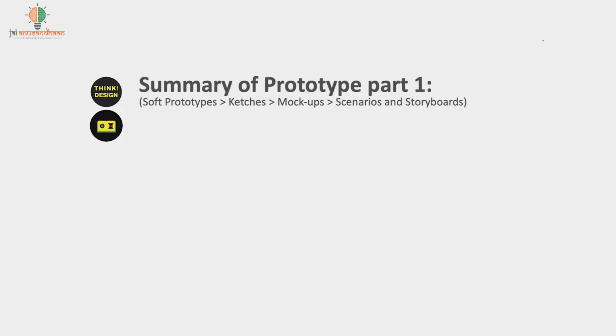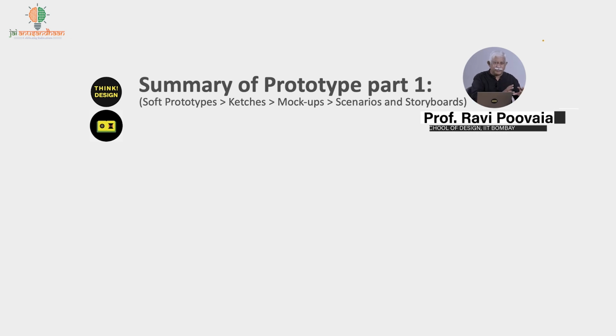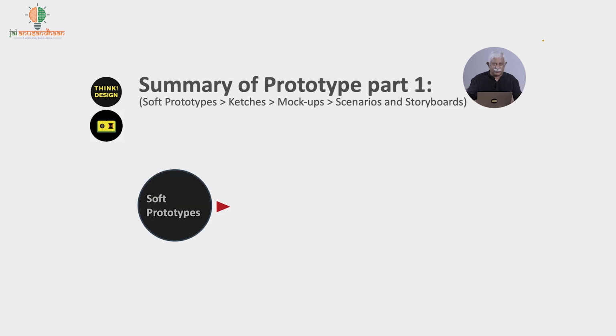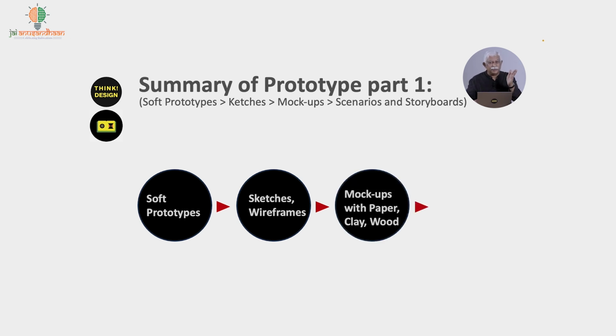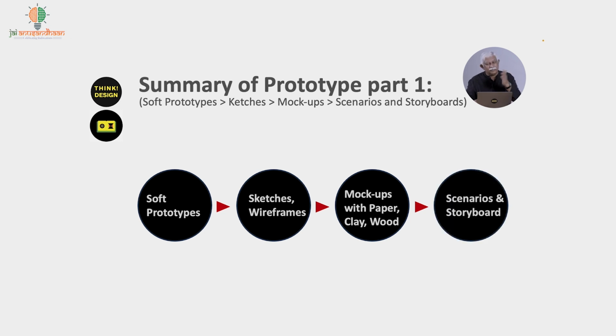So let's look at the summary of what we talked about till now. All these are methods for you to put your thoughts for an idea onto a two-dimensional or a three-dimensional surface, so that you can quickly visualize these ideas, and you can make changes. So it's called soft prototypes. It's the first stage of prototyping. Sketches we saw, wireframes we saw, layouts we saw, and then you use paper, clay, wood, foam to make mock-ups. And then we also saw what is meant by scenarios and storyboards.